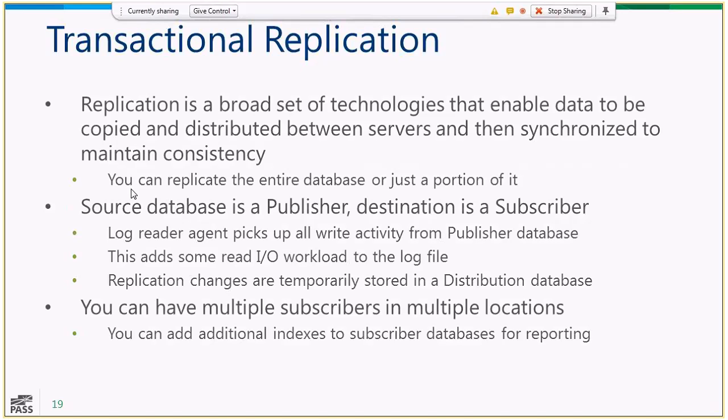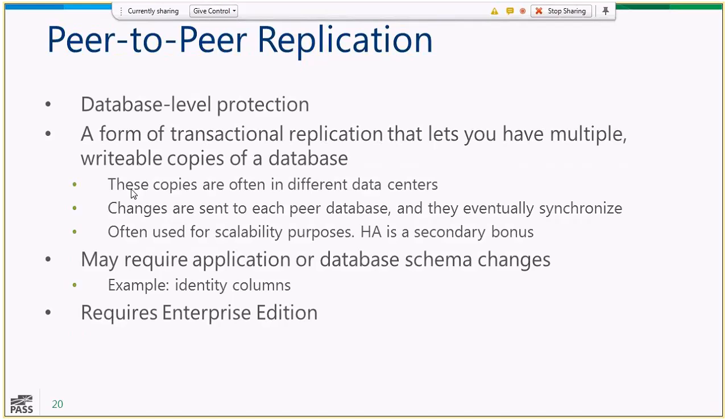And one nice thing about replication is you can have multiple subscribers in multiple locations. Once you've got the publishing going, you can have a lot of different subscribers that are used for different purposes. It's quite often used to offload reporting activity from your main OLTP database. A lot of people don't think that transactional replication is really an HA technology, but it can be used for that depending on what you're trying to protect. Remember, whether it's an individual table or the entire database you're trying to protect, you can possibly do that with transactional replication.